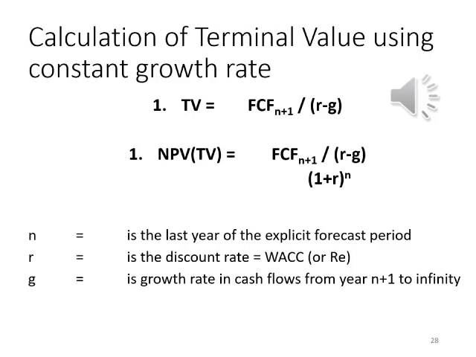We are able then to discount these cash flows back to the end of the forecast period, and the terminal value will be equal to TV equals the free cash flow the year after the forecast period divided by R minus G. And we're able then to discount that back to today by taking that TV and dividing by 1 plus R to the power of N.